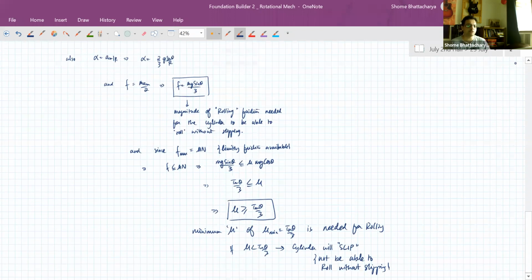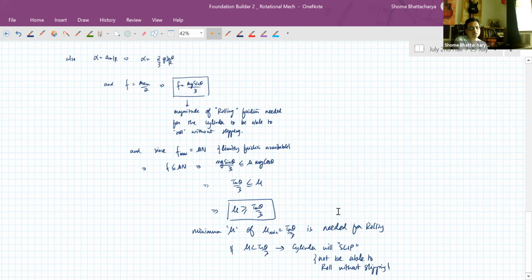So ultimately, whether or not enough friction is there to make the object roll without slipping at the point of contact depends on a certain condition. And that condition here is that mu should be greater than or equal to tan theta by 3, or at least this much coefficient of friction, tan theta by 3, should be there.